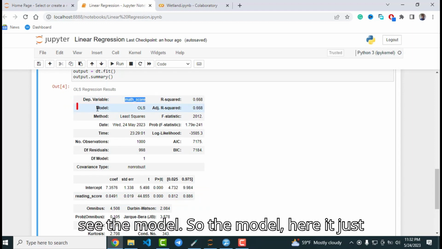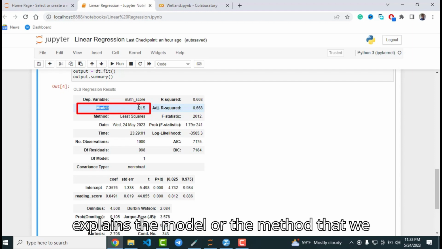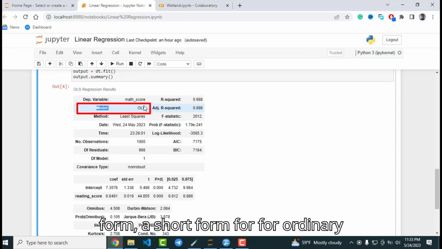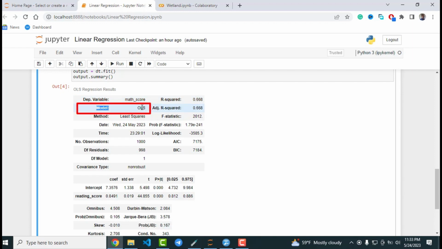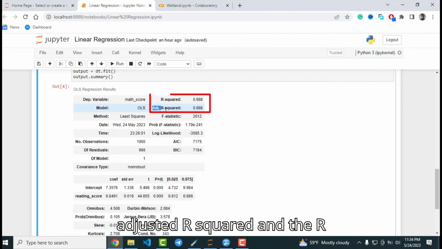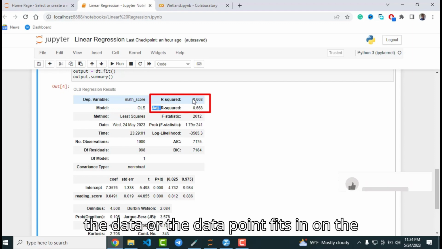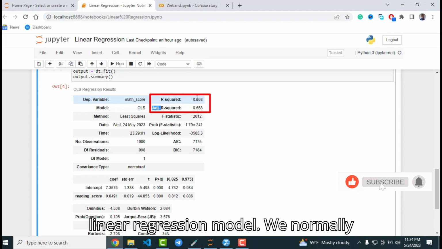Here also we can see the model. The model here just explains the model or the method that we have called. For example, OLS here is just a short form for ordinary least squares. So this model uses the least squares method, as you can see here. These are the adjusted R squared and the R squared. They just demonstrate or explain how well the data points fit on the linear regression model.